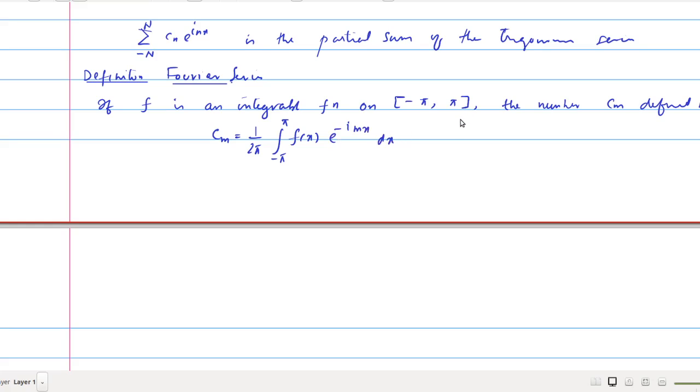Suppose we define c_m in this manner for all integers m. First of all, we start with an integrable function, and we define immediately the coefficients c_m for all integers. We are not aware of the expression of this f. This f need not be a trigonometric polynomial. It can be any integrable function on minus pi to pi. We define the coefficients using this integral.